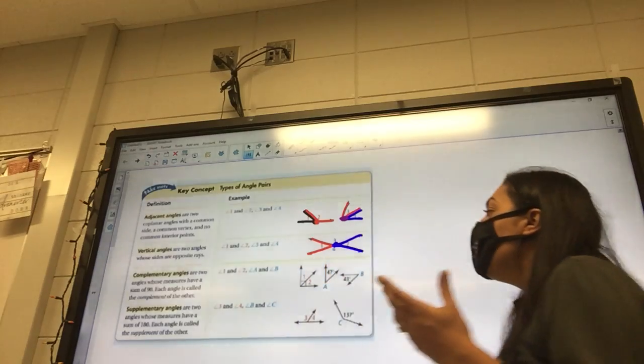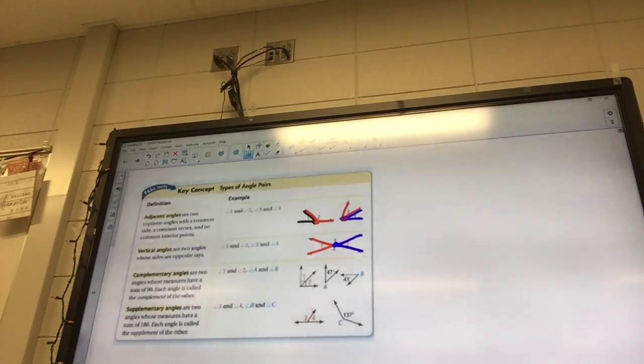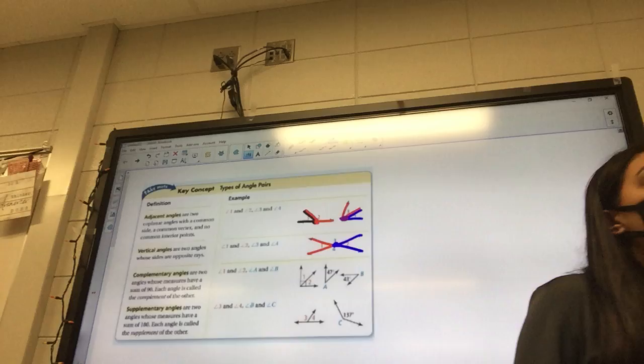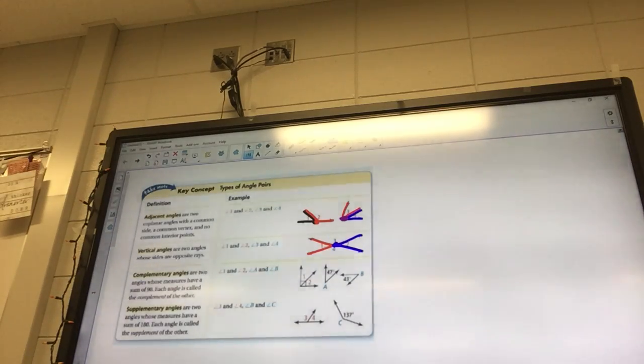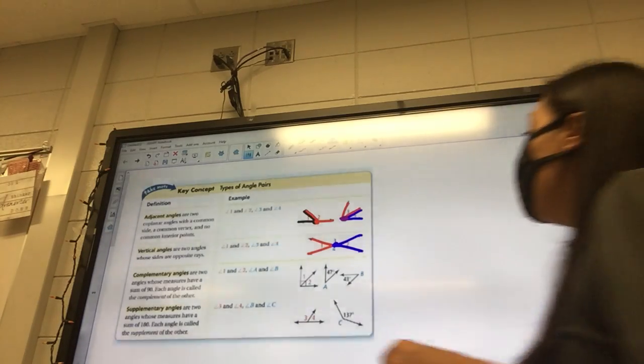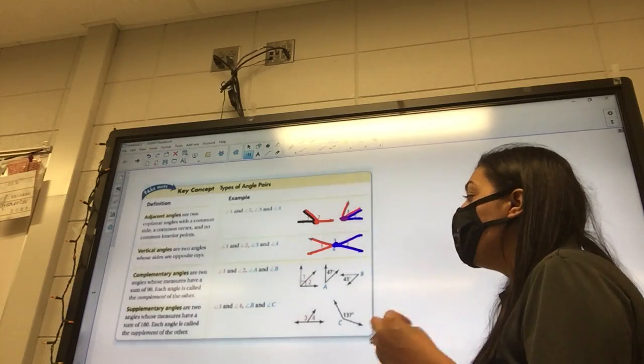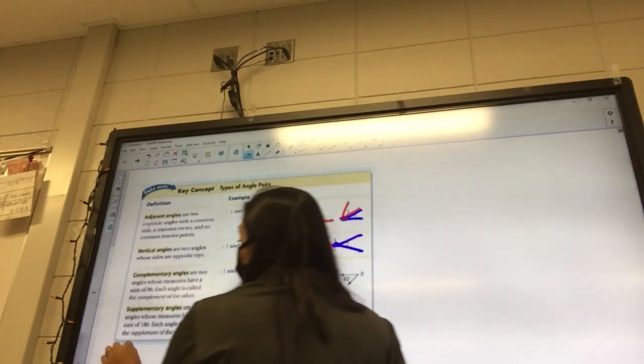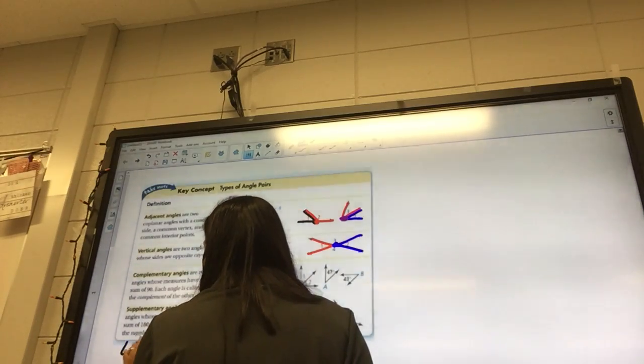Complementary is when you have two angles that add up to 90 degrees. What is a 90-degree angle called? A right angle. So if the two angles add up to 90 degrees, they're called complementary. Supplementary angles are where they add up to 180. What's a 180-degree angle? It's a straight angle. So if they add up to 180, it's a straight angle, or they're called supplementary. Another word that you can name this is a linear pair.